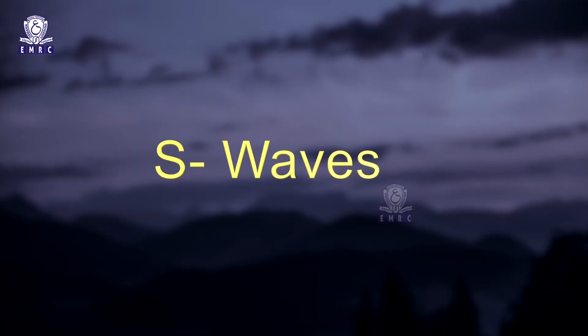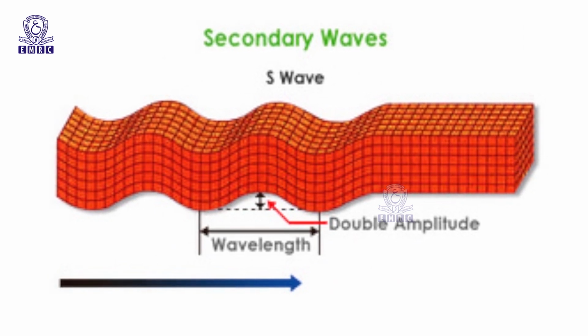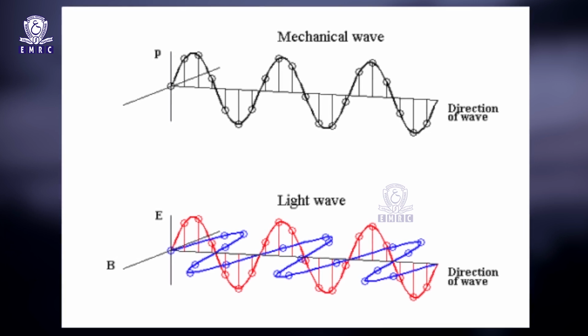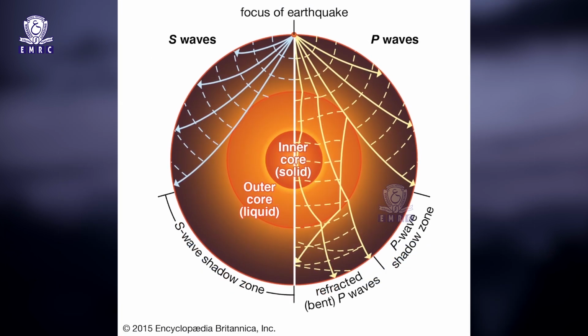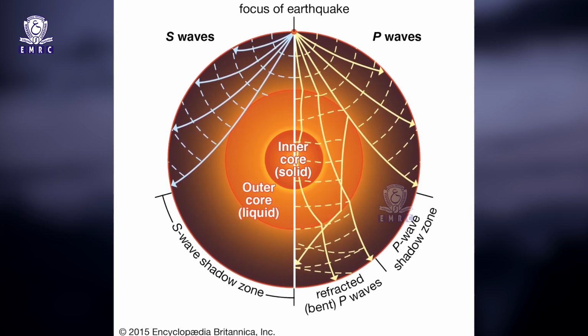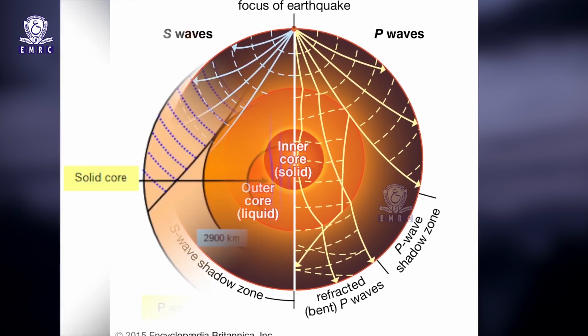travel. S waves. S waves are called secondary waves because they are recorded in the seismograph a little later than the P waves. S waves are also called transverse or shear waves. S waves or the secondary waves are similar to the light waves. In S waves, the energy particles move up and down perpendicular to the direction of the seismic wave propagation.